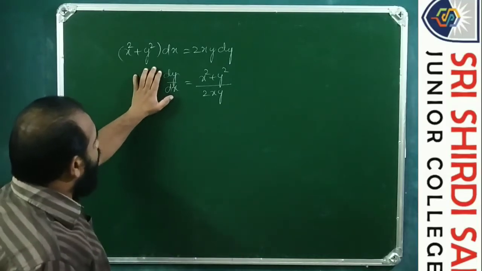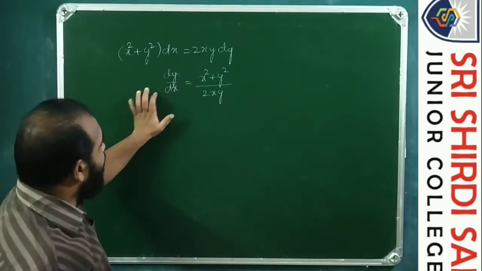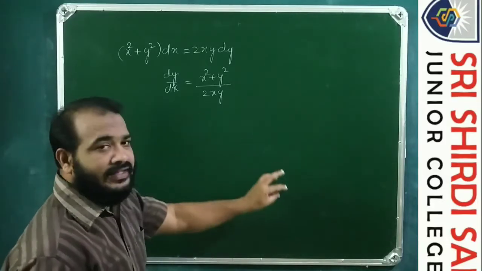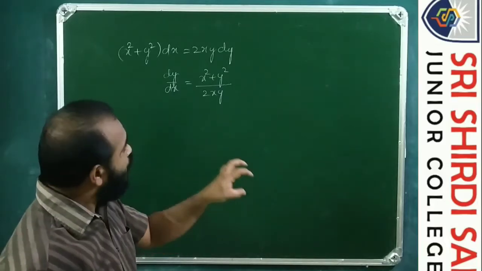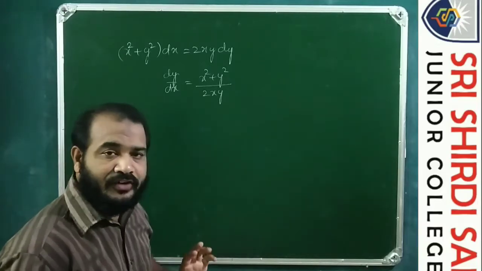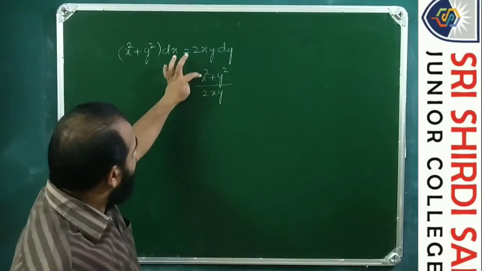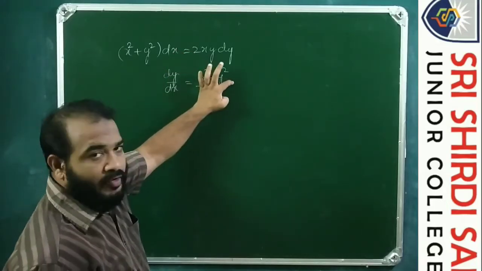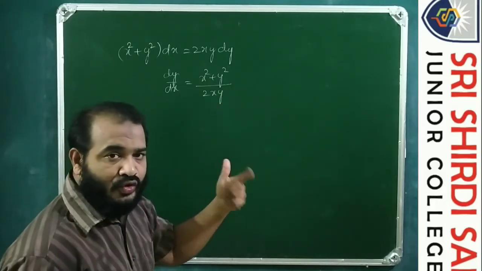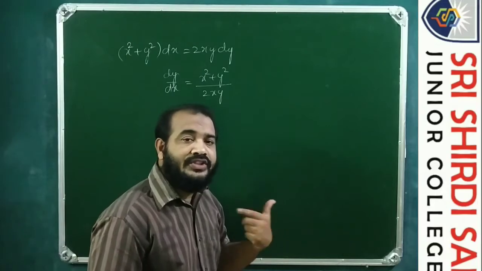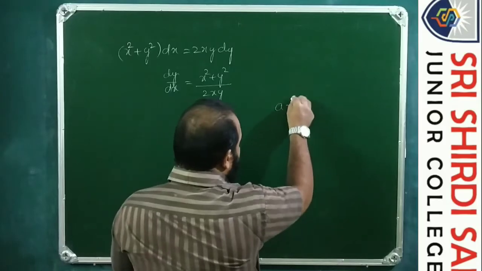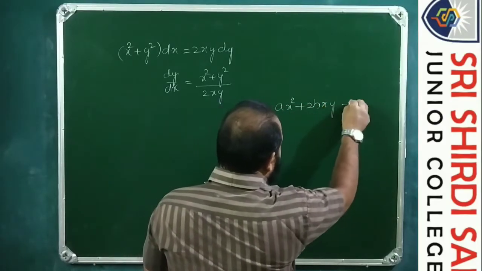So now I have expressed this in the form dy/dx = (x² + y²)/(2xy). Since the variable separable method fails, we have to check whether this follows the homogeneous differential equation or not. Here x to the power 2 and y to the power 2, this is a homogeneous equation. So you go back to first year. What is the second degree homogeneous equation? This is ax² + 2hxy + by².